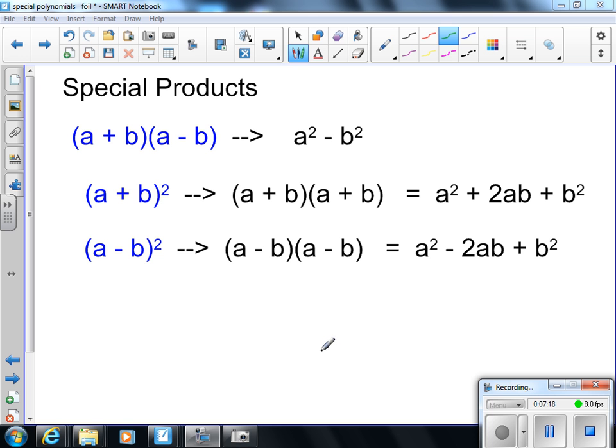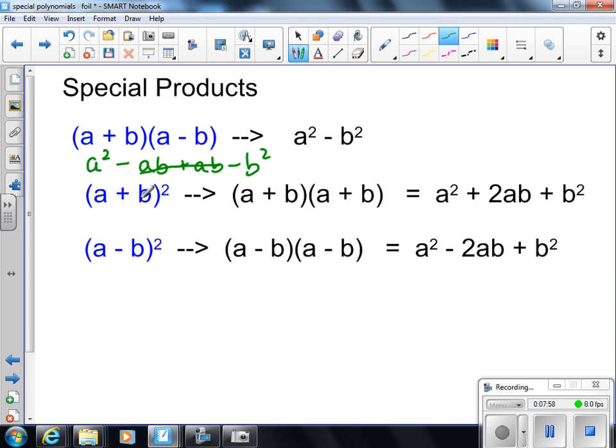Some special products that I want you to be aware of. The first one: if I have a number plus another number, times a quantity using the same numbers but finding the difference between the two, when you do your FOIL, you're going to actually come up with a squared minus b squared. And I'll show you how. The first terms, a squared. Outer, negative ab. Inner, plus ab. Last, minus b squared. Do you see those two cancel out? And that's what you always get. Now, do I expect you to memorize that? Probably not. Just always be able to do your FOIL.